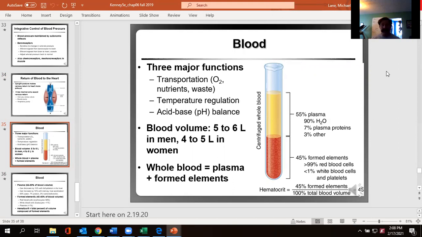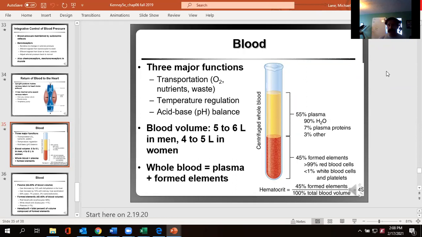And obviously, we want to have a certain amount of oxygen carrying capacity, which is mostly carried by our red blood cells. So the fraction of our total amount of blood that is made up of the formed elements, which is once again over 99% red blood cells, is known as our hematocrit. Too high of a hematocrit and you effectively have too many cells, so your blood is a little too viscous, which can be bad for your health.